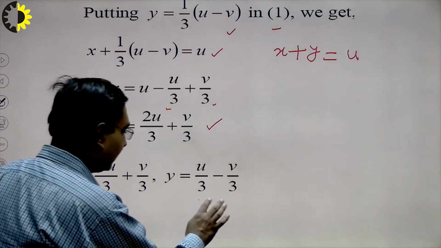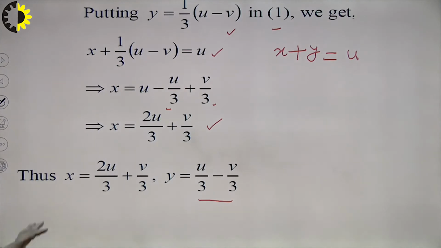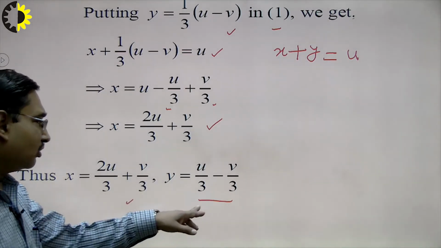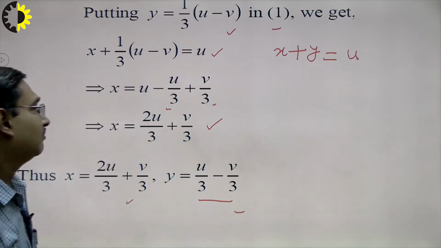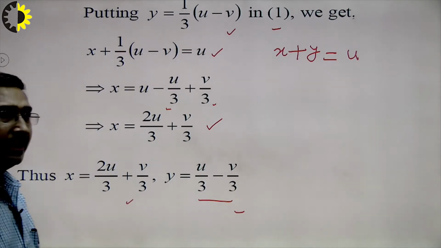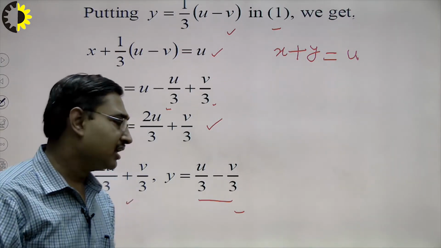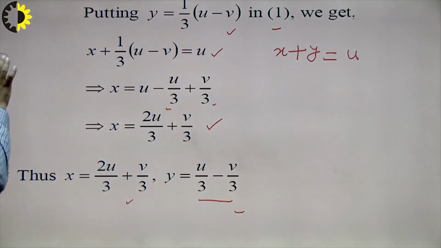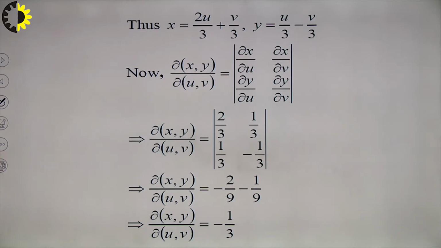Y was already calculated as this. Thus the value of x is 2u by 3 plus v by 3. The value of y is u by 3 minus v by 3. Now when I have calculated x and y, then I shall calculate the value of J, that is the Jacobian.